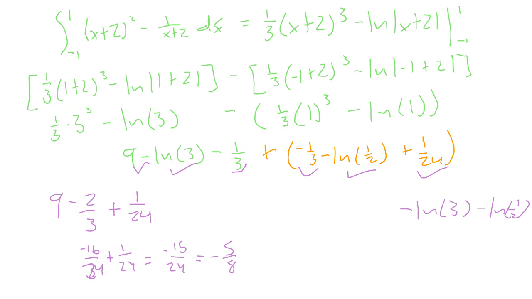So now what we can do is we can turn that 9 into terms of 8. So we can do 9 over 1 turns into 72 over 8, which gets us 67. So -5 over 8 plus 72 over 8 is 67 over 8. And we just have those two natural logs. So minus natural log of 3 minus natural log of 1/2. And we are done from there.